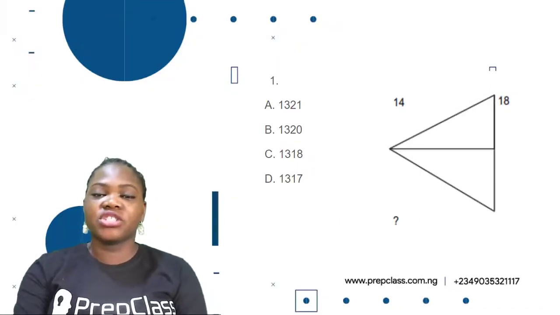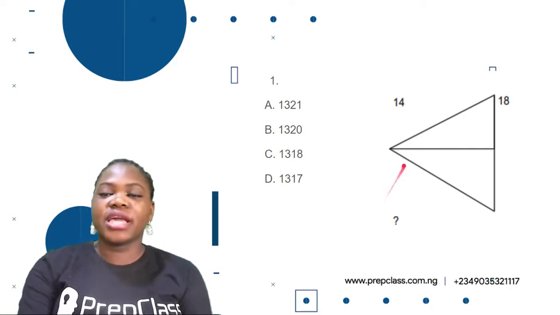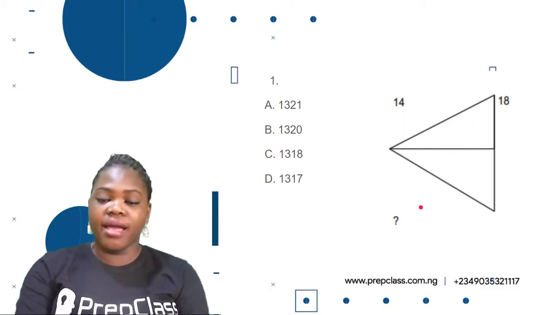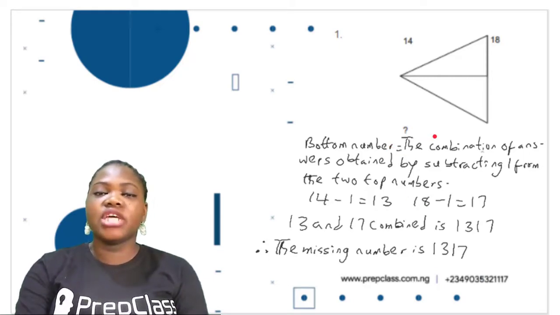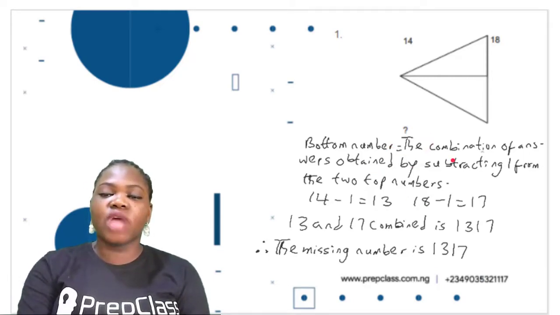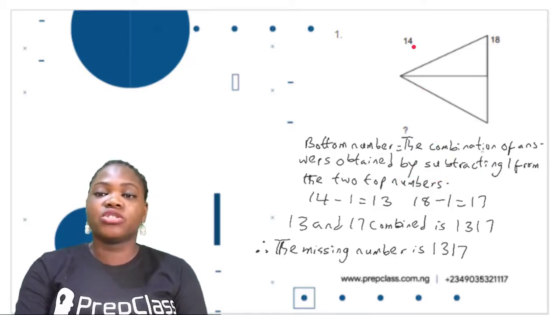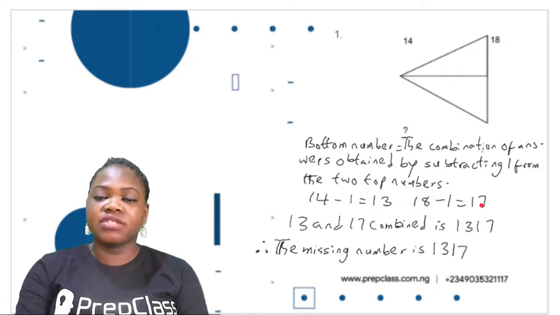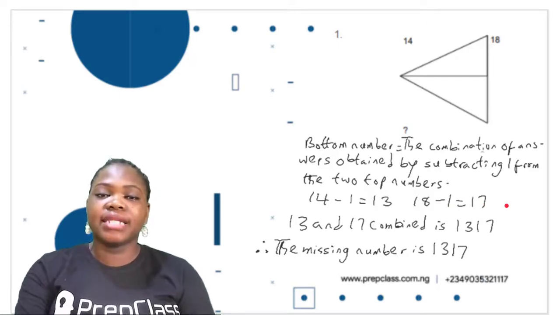Now let's move on to the first question in this video. Question 1. We are given the top numbers as 14 and 18 and we are asked to find the bottom number. Using that same logic, we know that the bottom number is the combination of answers obtained by subtracting 1 from the 2 top numbers. So all we have to do is to subtract 1 from the 2 top numbers and then we combine the answers. 14 minus 1 is 13. 18 minus 1 is 17. So we have the answers to be 13 and 17. Now let's combine 13 and 17 together.